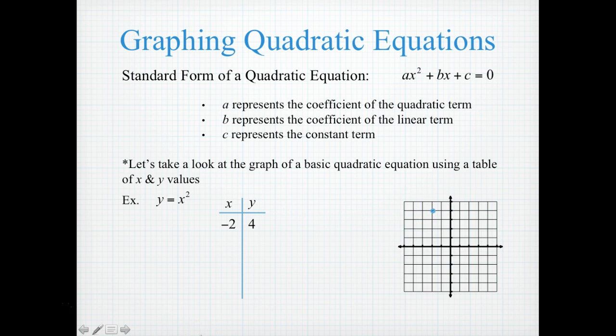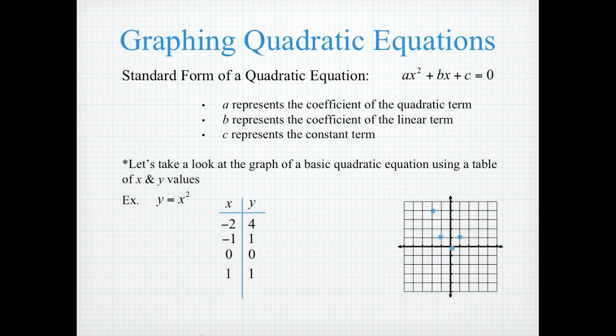Moving down, we go to -1. That produces a corresponding y value of 1. 0 produces a corresponding y value of 0. Next, 1 produces a corresponding y value of 1. This is the point in the graph where it changes direction.